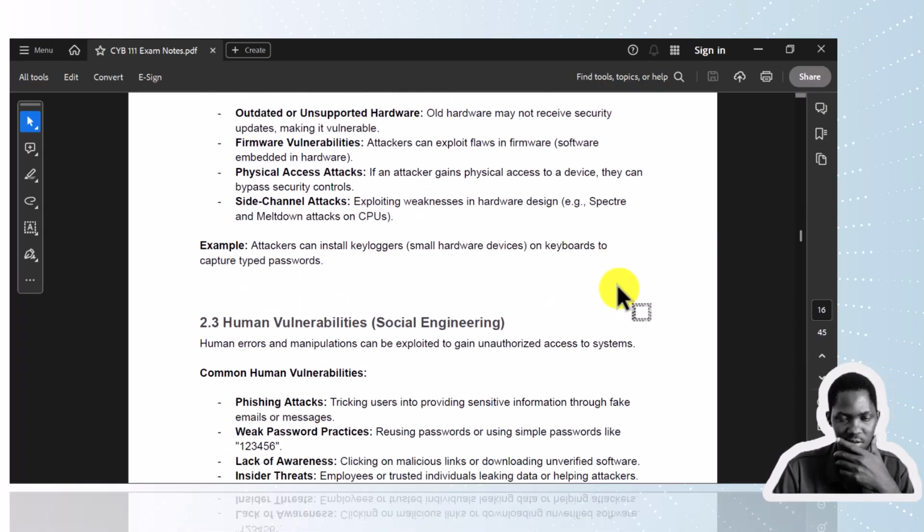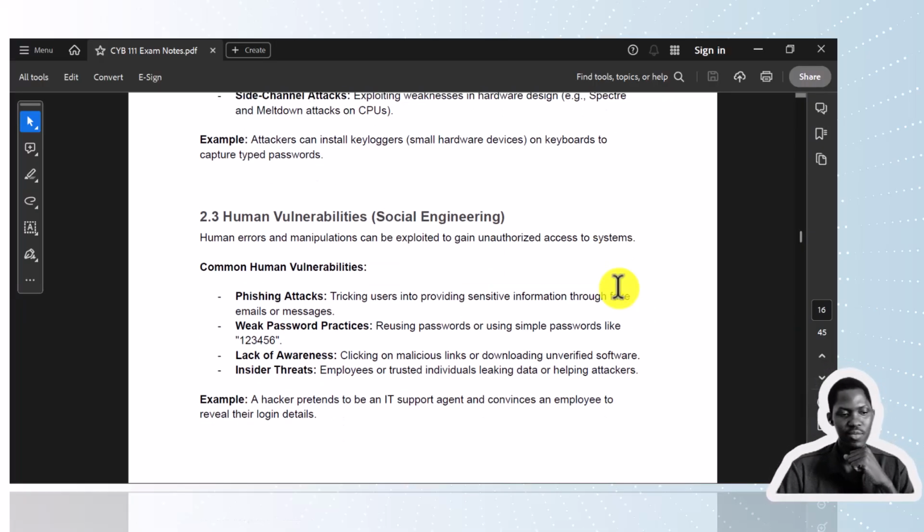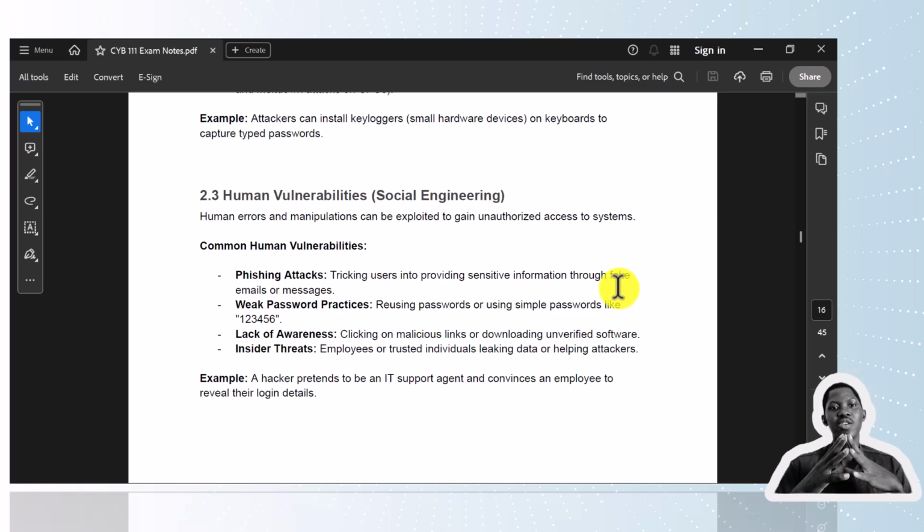Now, human vulnerability, the last type of vulnerabilities that we're going to be looking into: social engineering. So human errors and manipulations can be exploited to gain unauthorized access to systems.